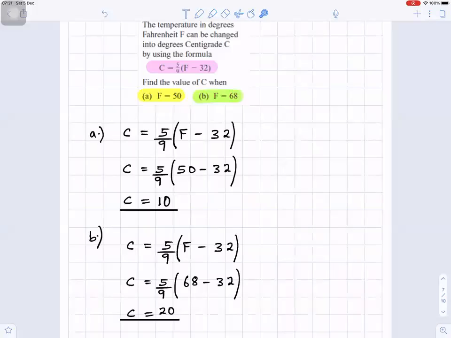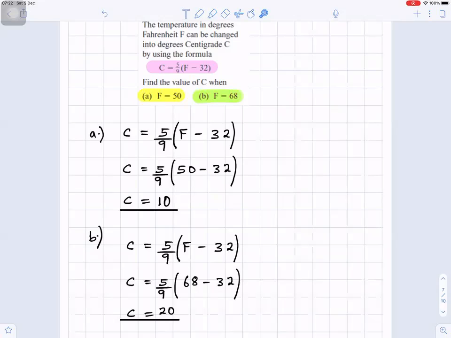We do that by substitution. So we write out the formula and then we sub in the numbers. The value for F is 50. We sub in 50 and we do the brackets first using BIDMAS. 50 minus 32 times 5 over 9, and that will give us 10.